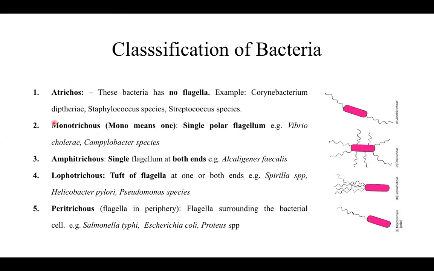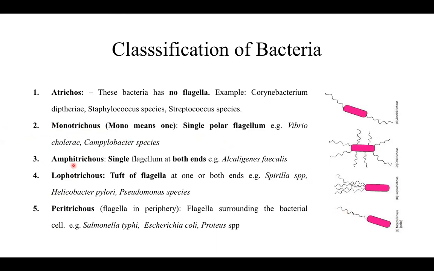The flagellated bacteria are further classified into monotrichous, amphitrichous, lophotrichous, and peritrichous. Monotrichous bacteria have a single flagellum at one end of the bacterium. Examples are Vibrio cholerae and Campylobacter.